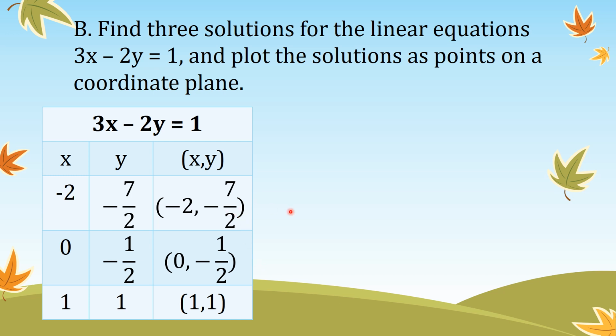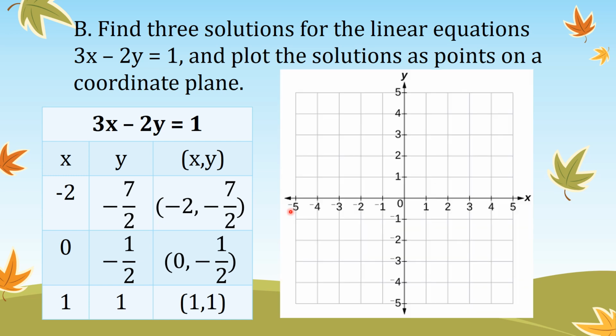So let us plot the solutions in our coordinate plane. Let us start with negative 2, negative 7 over 2. So this is the location. We have the x-axis, x negative 2, and then negative 7 over 2 in mixed number is negative 3 and 1/2 or negative 3.5. So for the location, we count downward: 1, 2, 3, and negative 1/2. So this will be our negative 2, negative 7 over 2.